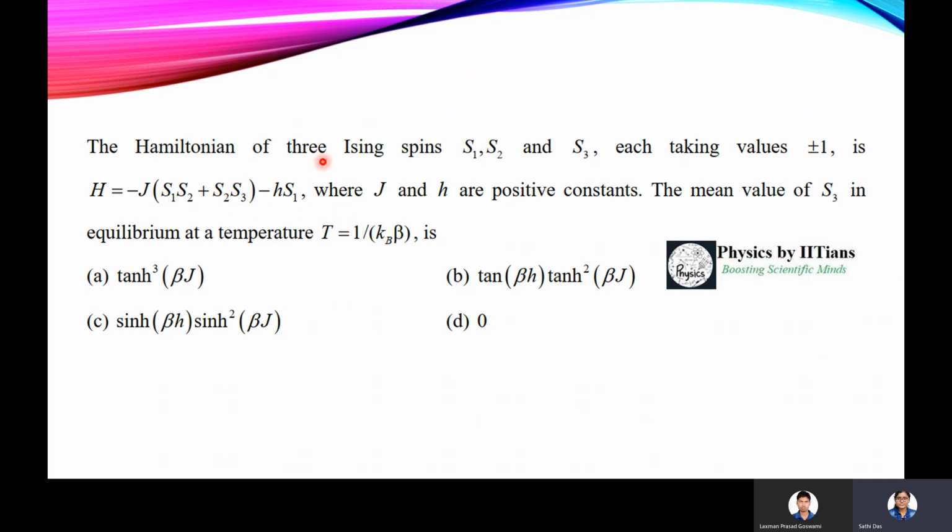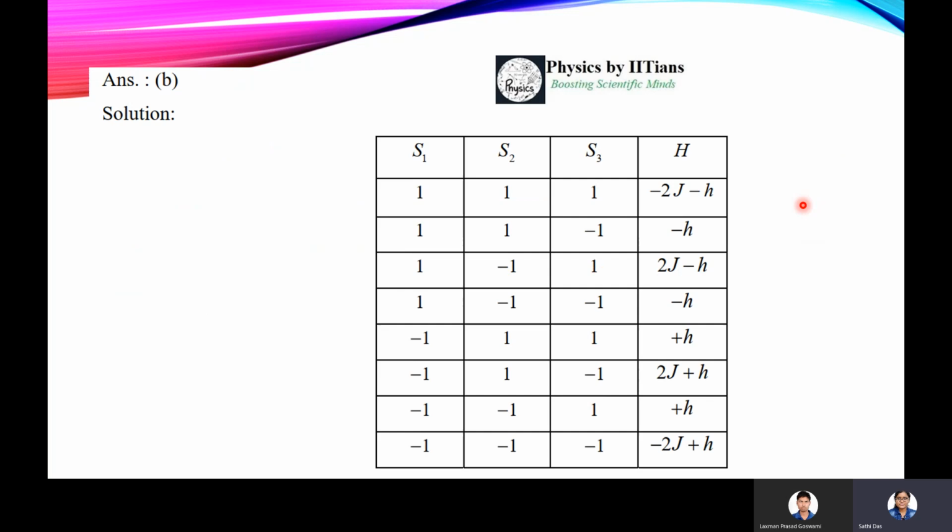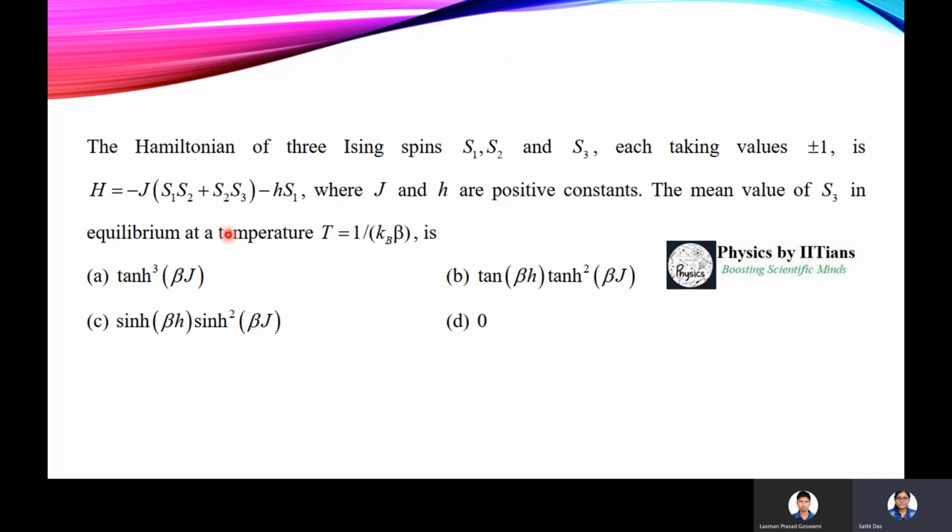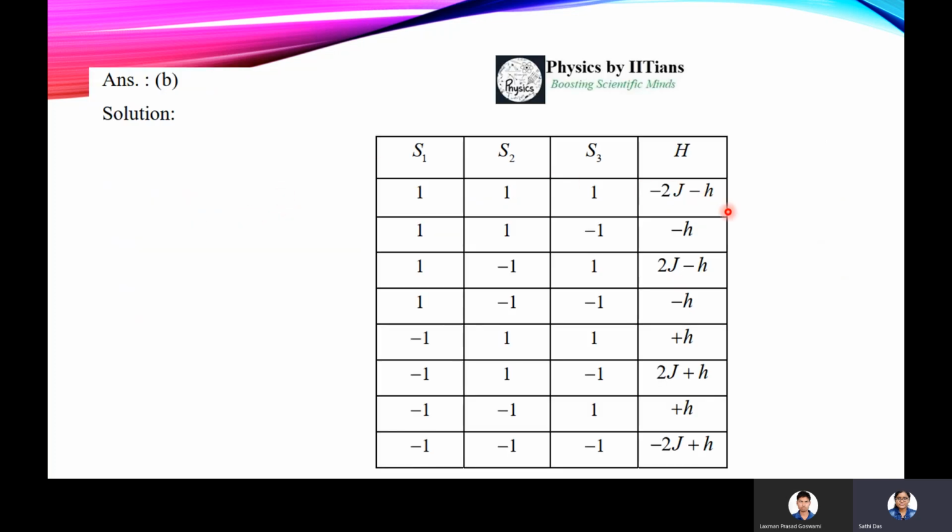Okay, so the Hamiltonian is given like this way and the spin values are plus or minus 1. So you have to find out the mean value of S3. So how do you find out the mean value? First of all, you should know the total Hamiltonian for the different configurations of S1, S2, S3. So suppose I take all of S1, S2, S3 values as plus 1. What will be the H value? H value is minus J into (1 into 1 plus 1 into 1) minus H into 1. So minus J into 2 minus H. So minus 2J minus H.